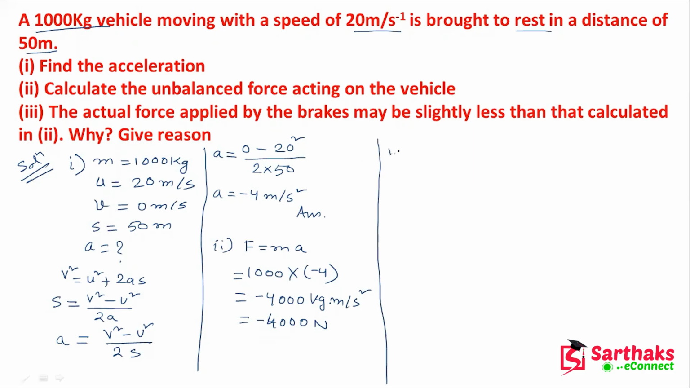Next, bit 3. Here, the actual force applied by the brakes may be slightly less than that calculated. Why? Give reason. So, why is it less? Because there is some frictional force also acting. If the vehicle is moving, this vehicle will come to rest due to the friction, right? And you are applying the force also.